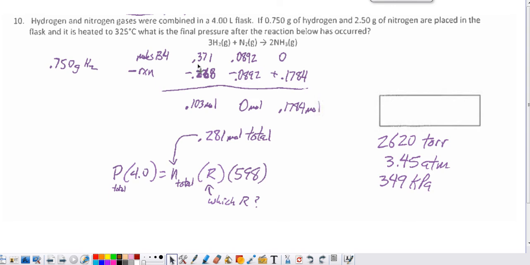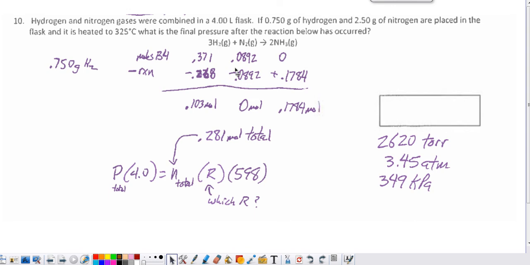There are 0.371 moles of hydrogen before the reaction. Alright, so I converted the mass into moles for hydrogen and wrote it down. There's 2.5 grams of nitrogen. Nitrogen is N2, I converted that to moles. Before the reaction, there is no NH3. Now, one of these two things is probably going to run out first. So I used the mole ratios and I checked.